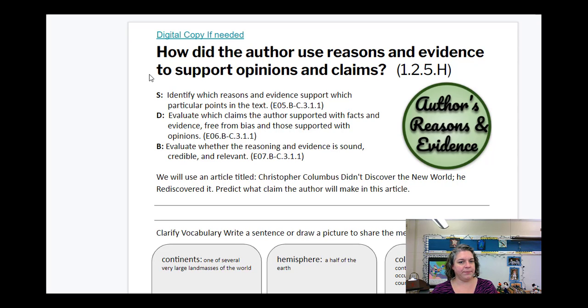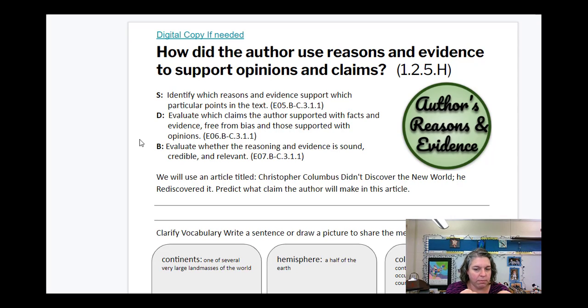On page 13, it says, how does the author use reasons and evidence to support opinions and claims? As fifth graders, we need to be able to identify which reasons and evidence support which particular points in the text. We're also going to evaluate which claims the author supported with facts and evidence, free from bias, and those supported with opinions, and evaluate whether the reasons and evidence are sound. We're going to use an article titled, Christopher Columbus didn't discover the New World, he rediscovered it.